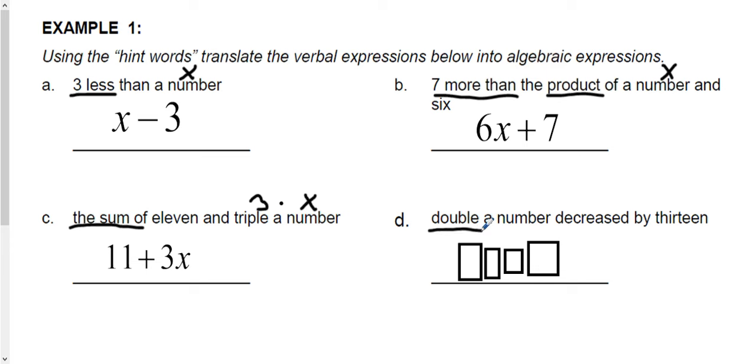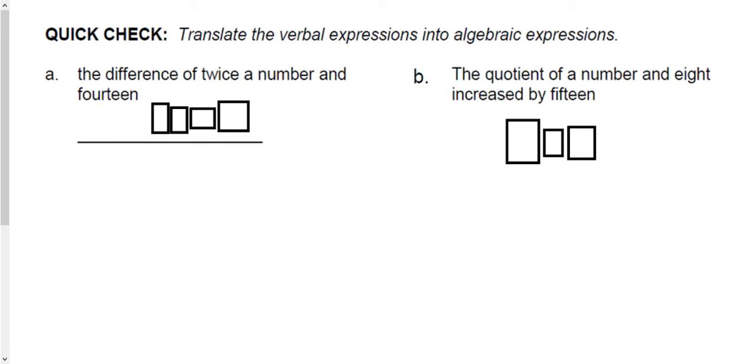Double. Double means 2 times. What are we taking 2 times? Some number. We don't know what it is. So our first part is 2 times x, or 2x. Decreased by. Decreased means you're subtracting. Decreased by what? 13. So just take your time, underline when you need to, put the x there. Go ahead and try the quick check. Maybe pause this video, see if you can do those two right. We'll check them in a second.